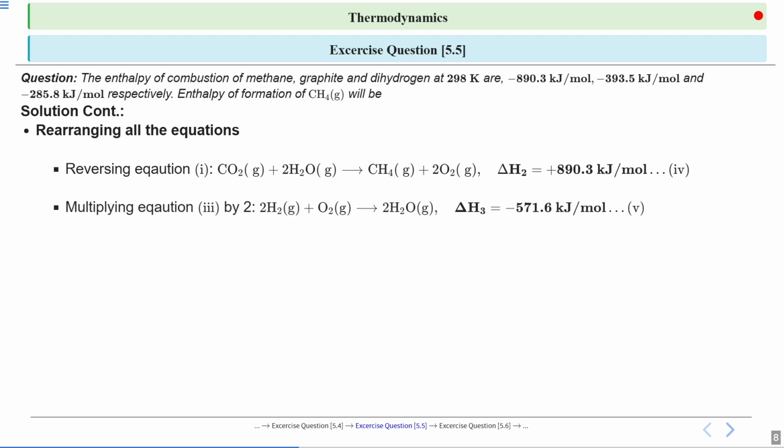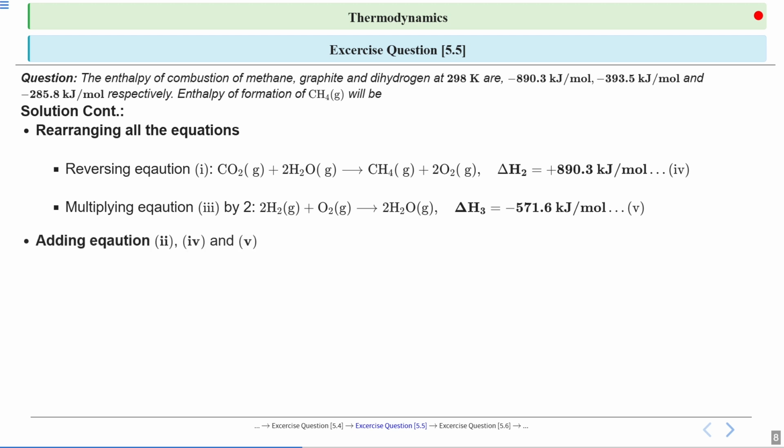The next thing that I will do is multiplying the equation by 2. Which one? Equation number 3. Now why have I multiplied it? You will get your answer when I show you the 3 equations that we have got. I have nothing to do with the second equation. I have reversed the first equation and multiplied the third equation with 2. You will apply the same thing with the enthalpy change as well.